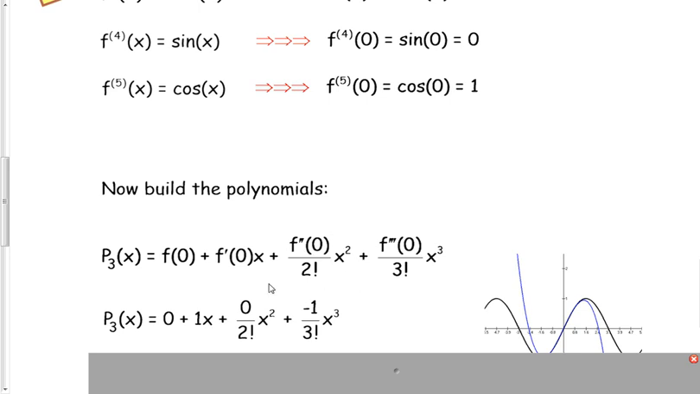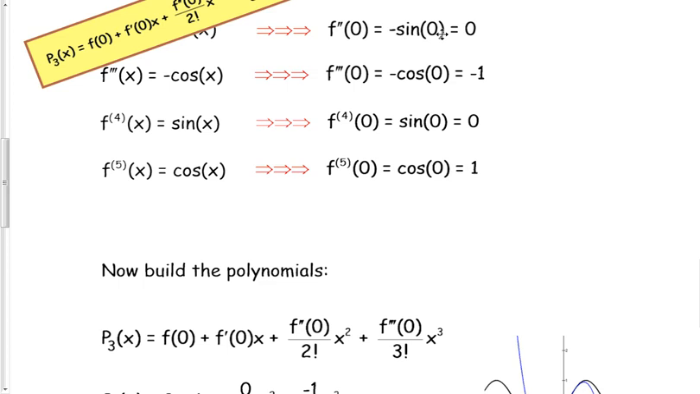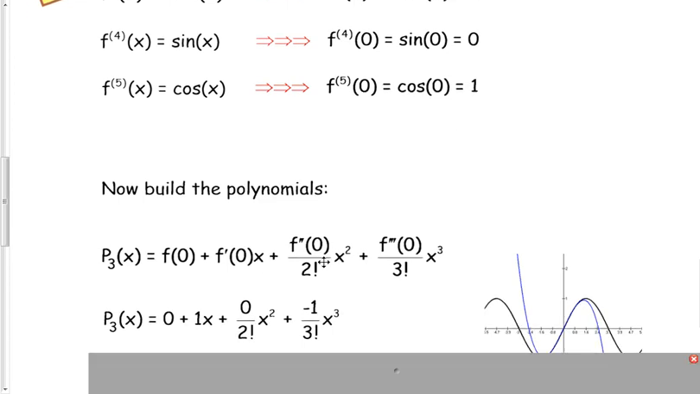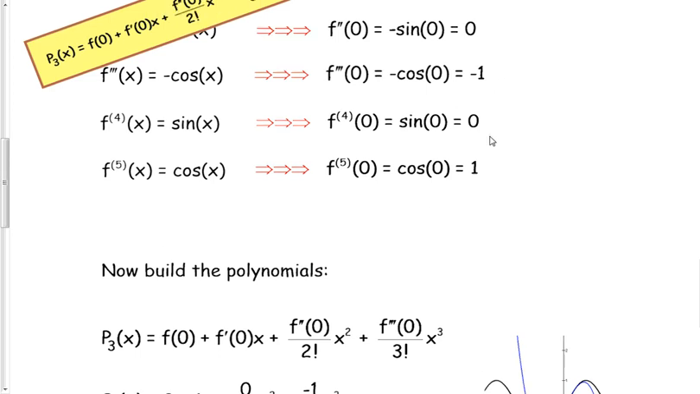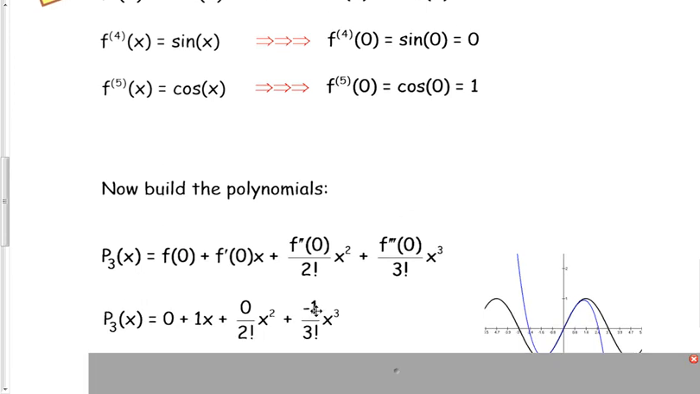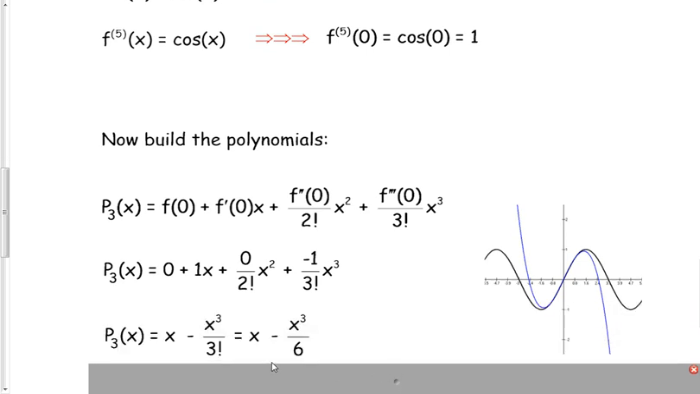Well, this term is f double prime of 0 over 2 factorial times x squared. And if you look above, f double prime of 0 is 0. So this part of the fraction becomes 0, and so that term doesn't even show up, does it? We have a 0 there. And f triple prime of 0 was a negative 1, and so that's why we're replacing this with a negative 1. And so we're just cleaning that up a bit, okay? And of course, we don't have this first term, that's just 0, so we replace 1x with just an x.